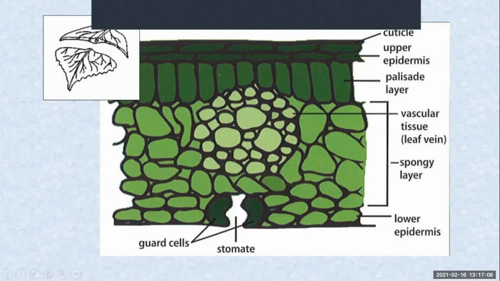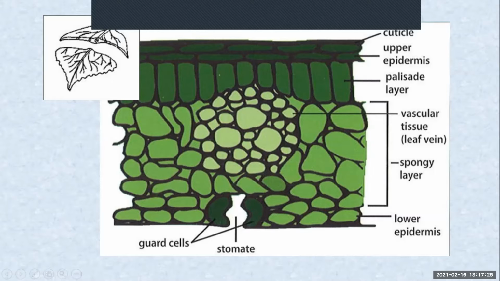And then we have, this is representing the leaf vein. The vein is your vascular tissue, your conducting tissue. This is where the xylem and phloem occur. And we'll talk about xylem and phloem a little bit later.